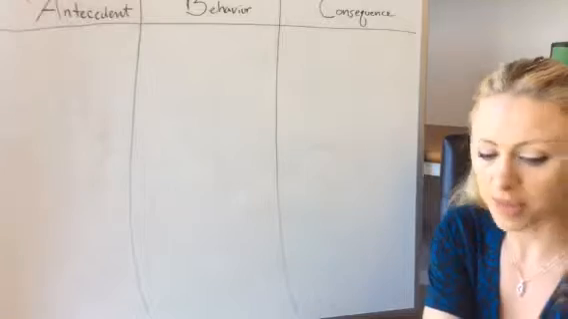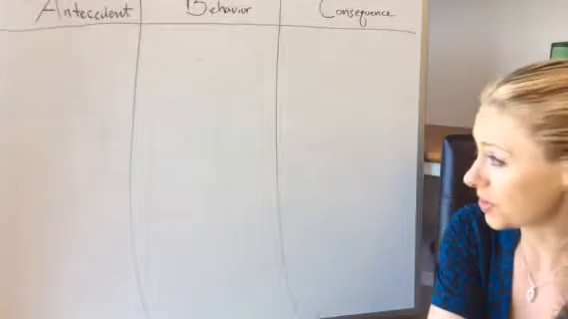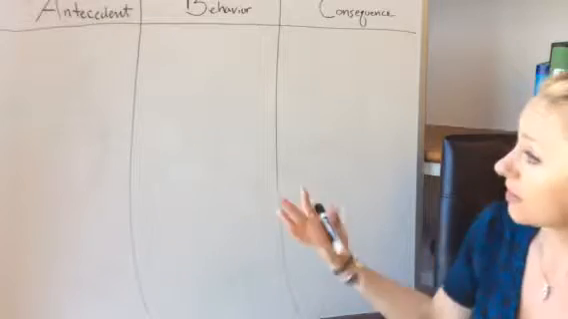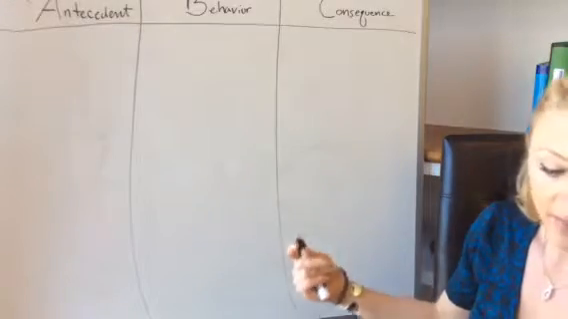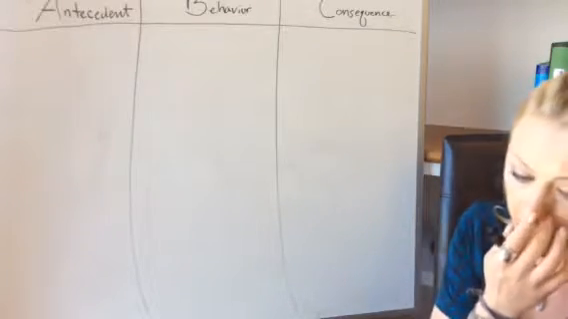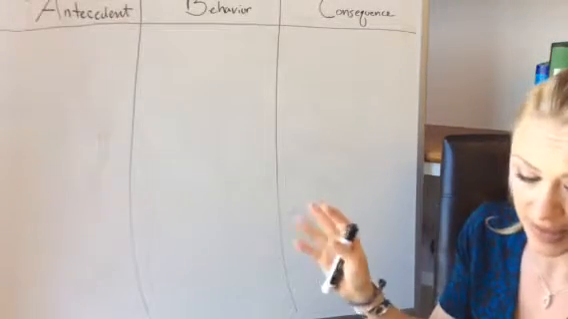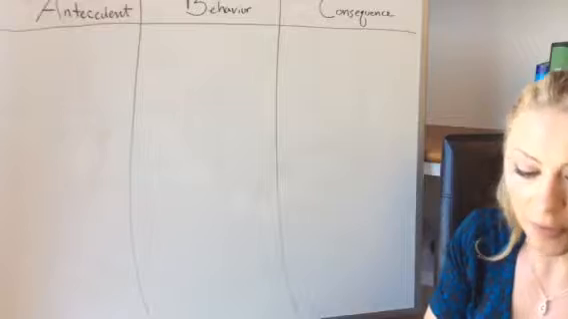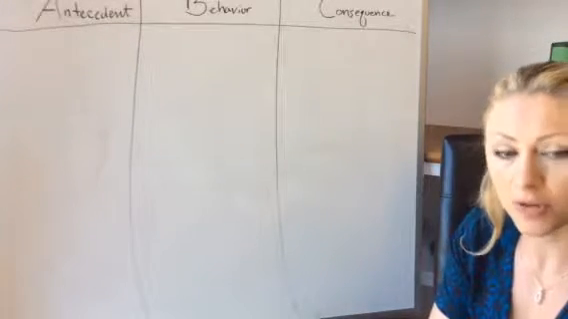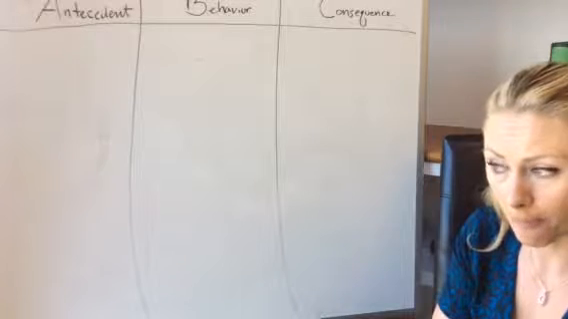An antecedent is something that comes before a behavior, as we talked about. It could trigger a behavior. And a behavior is anything an individual does. And then the consequence is something that follows a behavior. So here are some facts about ABCs. Looking at a behavior from an ABC perspective is part of a comprehensive functional assessment of behavior.